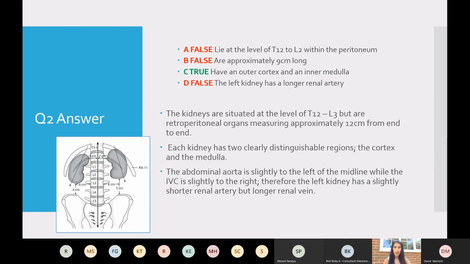We've got some answers here. Okay, so I'll go to the answer and explanation. Just one of them was true this time. It's a bit of semantics really, but the primary likes detail on knowing the exact level of where the kidneys are. So the kidneys are situated at the level of T12 to L3. They're retroperitoneal organs and they measure 12 centimeters each, so that's why B is false as well. I've got a diagram on the side showing how the right side is higher up than the left. Each kidney has two regions, the cortex and the medulla, so C is true. The abdominal aorta is slightly left of the midline, whilst the IVC is slightly to the right. Therefore, the left kidney has a shorter renal artery, but a longer renal vein, which is not demonstrated on this diagram, but it shows you how they differ in position in the peritoneum.